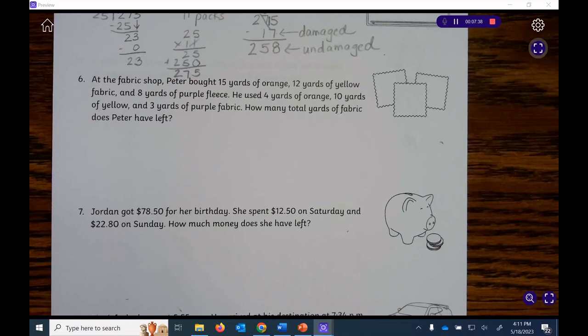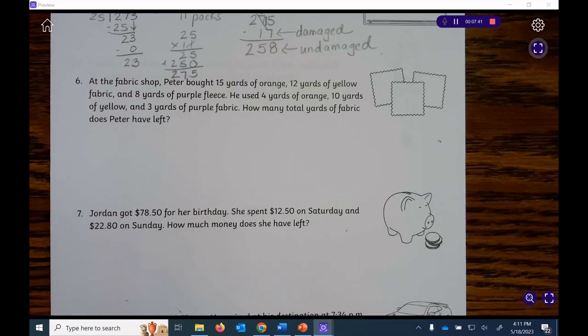All right, question number 6. At the fabric shop, Peter bought 15 yards of orange, 12 yards of yellow fabric, and 8 yards of purple fleece. He used 4 yards of orange, 10 yards of yellow, and 3 yards of purple fabric. How many total yards of fabric does Peter have left? Now for this problem, you're probably going to want to make a chart. All right, so pause the video, solve the problem, unpause the video, and see your answer.